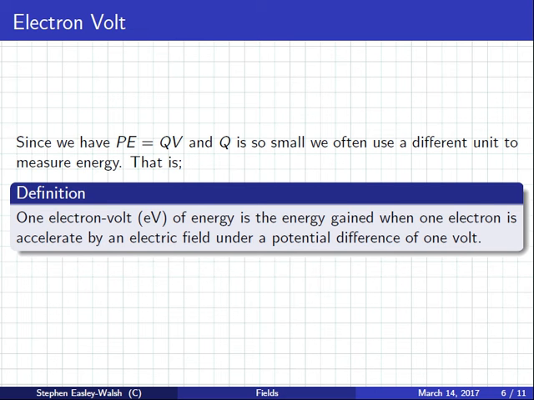Is accelerated. 1 electron volt of energy is energy gain when 1 electron is accelerated. Should be D at the end. Let's see. Mistakes by Stephen. Yeah. Mistakes by Faisal. Whoa! This requires 2 hands to hold up. Right, continue.